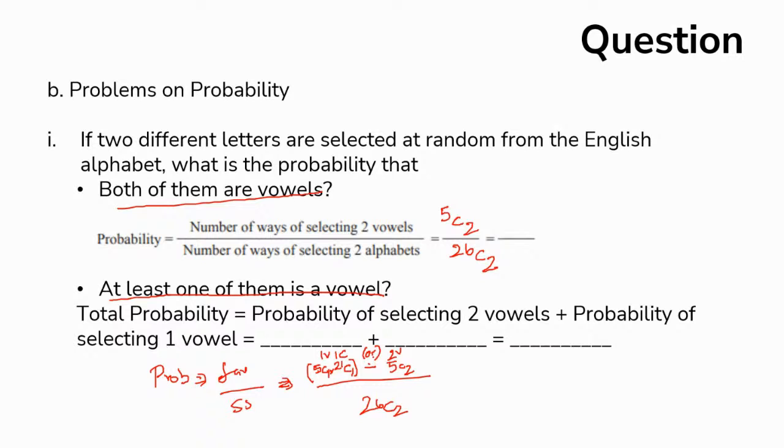So either one vowel, one consonant possibility, possible arrangement can be done, or else both of them being vowel. So when the or condition is used, it means we'll be adding in between that value. So 5C1 into 21C1 plus 5C2, divided by 26C2. So that is going to be your answer for this one.